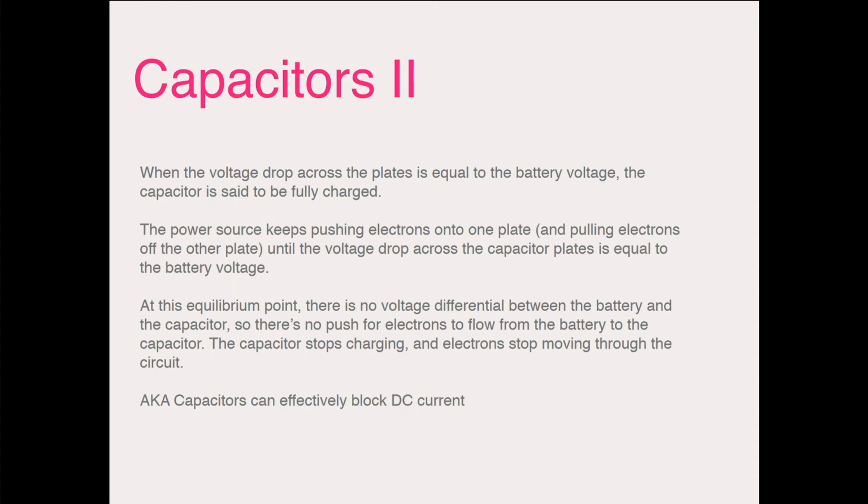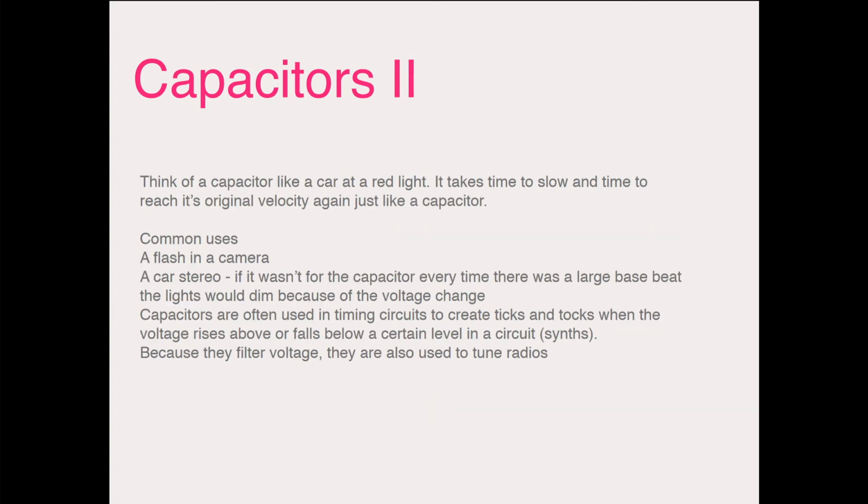Something really interesting to note here is that a capacitor, before it's fully charged, will essentially block the flow of current in a DC circuit. You can think of capacitors like cars at red lights. They take time to charge up, and then when you want to stop that flow of current, they take time to slow down. Capacitors have a very similar arc.